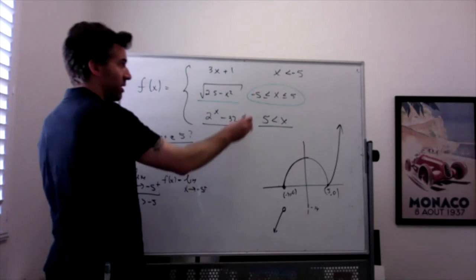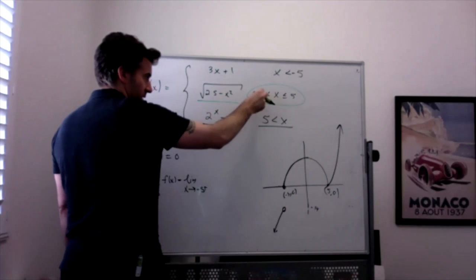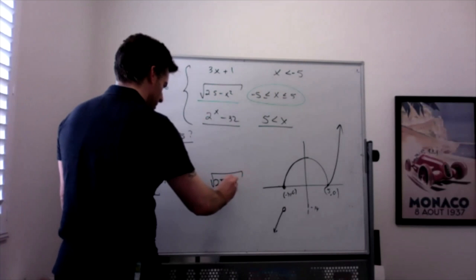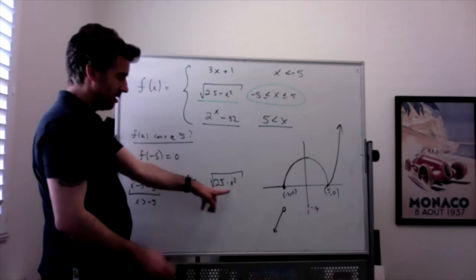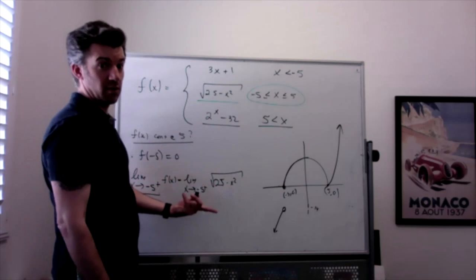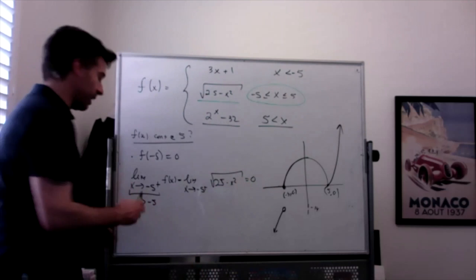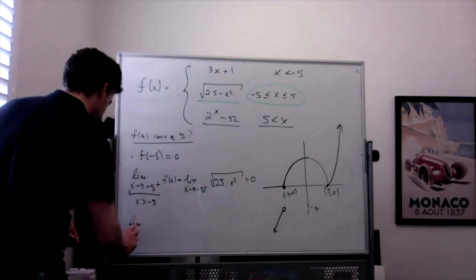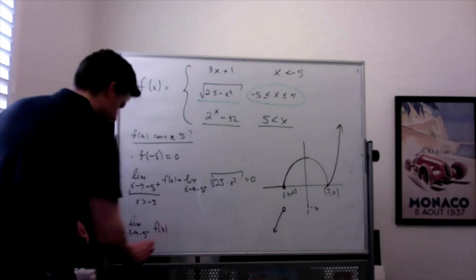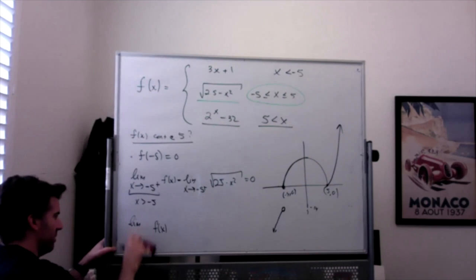So if I'm bigger than -5, I'm using this piece of the function, right? Because x is bigger than -5. And then I just plug in -5. -5 squared is 25. 25 minus 25 is 0. The square root of 0 is 0. On the other side, I do the limit as x approaches -5 from the left of f of x.